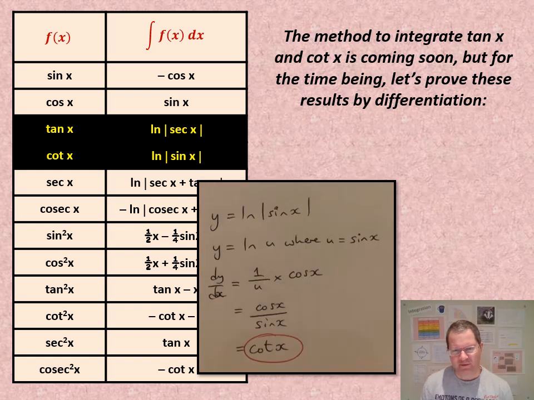And in the same way, if we start with y equals log sin x, y equals log u, where u is sin x, dy by dx is 1 over u times cos x, i.e. cos x over u. Since u is sin x, we get cos x over sin x, which is cot x.